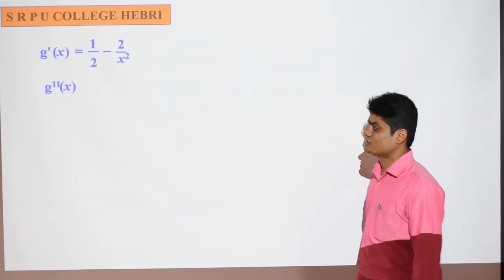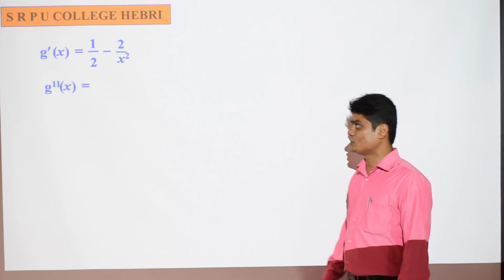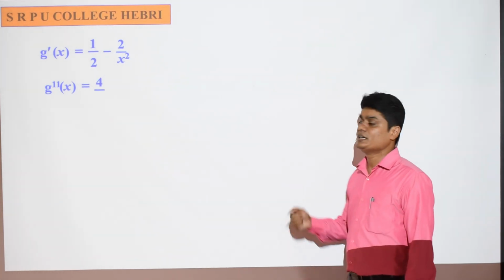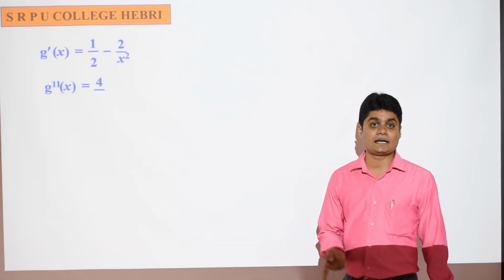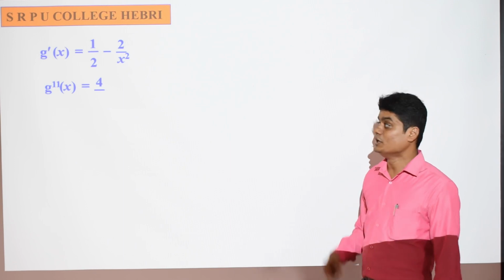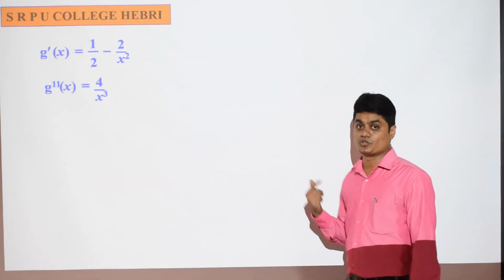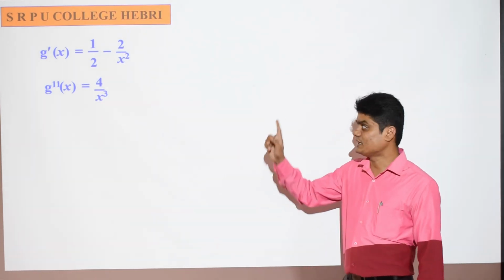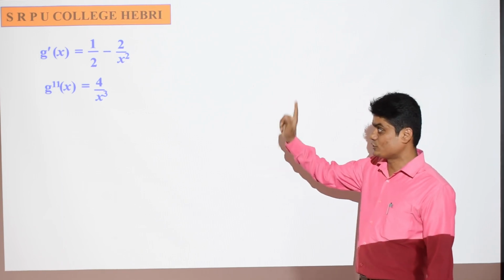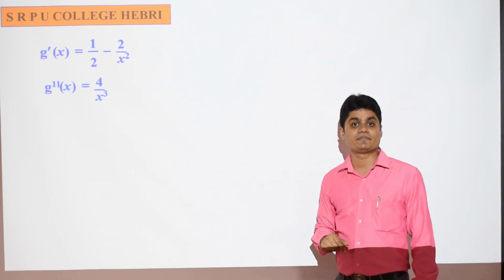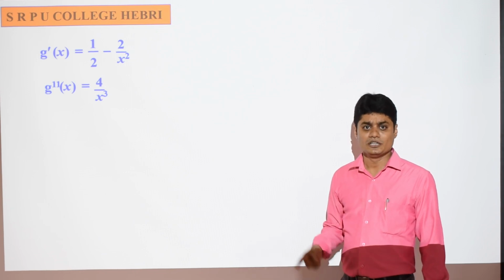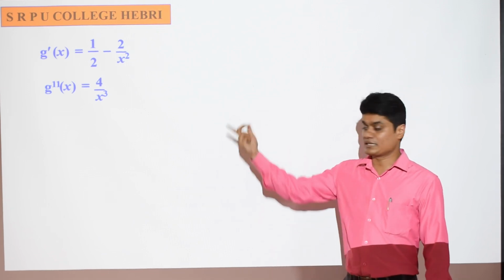1 by 2 is a constant, so definitely it will be 0. Minus 2 stays as it is. What is the differentiation of 1 by x square? Minus 2 by x cube. So minus and minus become plus, so it's 4 by x cube. Do you understand? The minus stays and the 2 stays. The differentiation of 1 by x square is minus 2 by x cube. So minus 2 and minus 2 become plus 4.